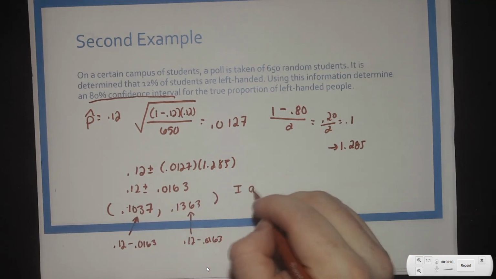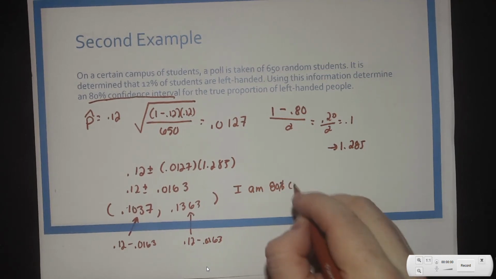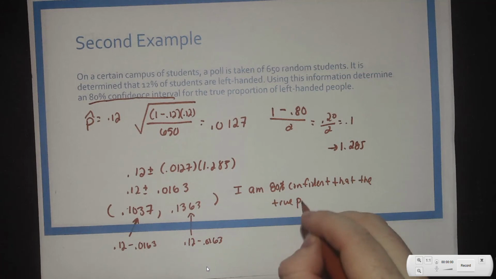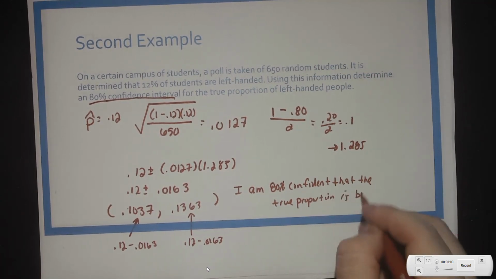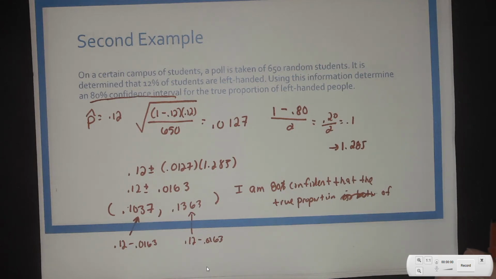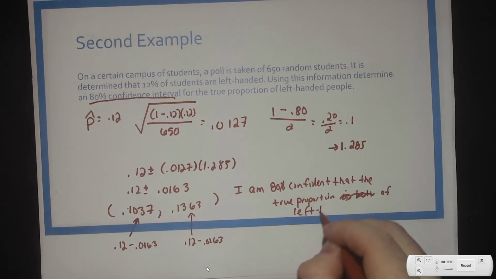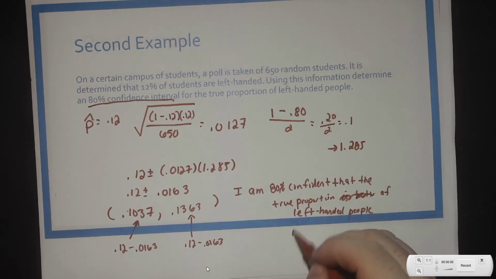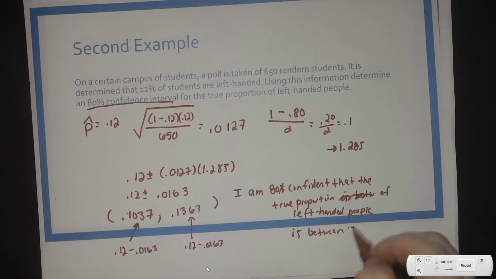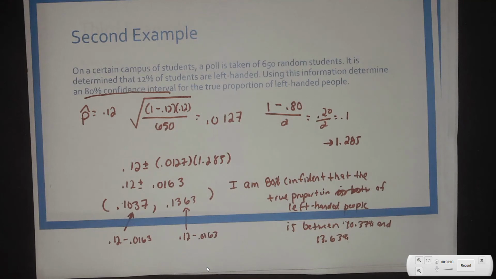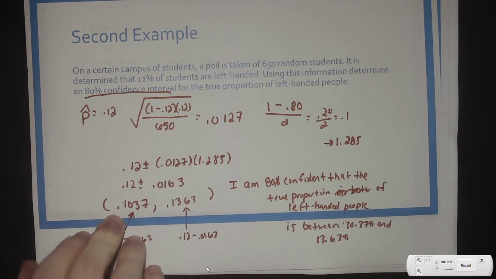And I can say I am 80% confident that the true proportion, well, the true proportion, before I do that, of left-handed people, I should probably say left-handed students, but that's fine, is between 10.37% and 13.63%. And that's it. You have to write that sentence every single time. You must. You must. Okay, so we got that down.